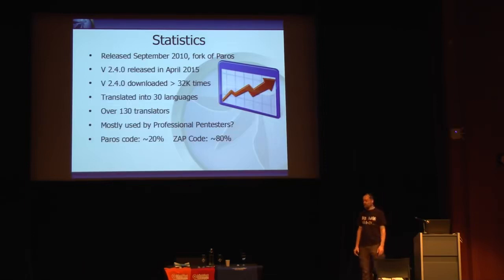And finally, I don't see this so much, but I used to see something saying, oh, ZAP's just a fork of Paros. I did some quick calculations, and the version that we release, so 2.4.0, not including all the stuff on the marketplace, only 20% of that is the original Paros code, and 80% is new ZAP code.